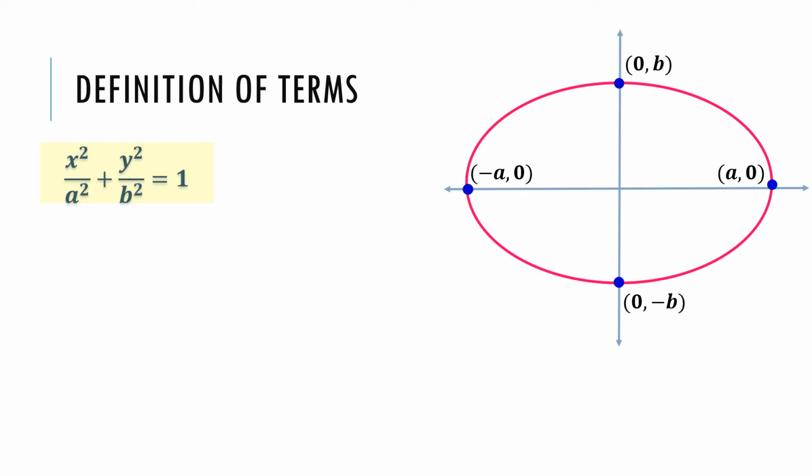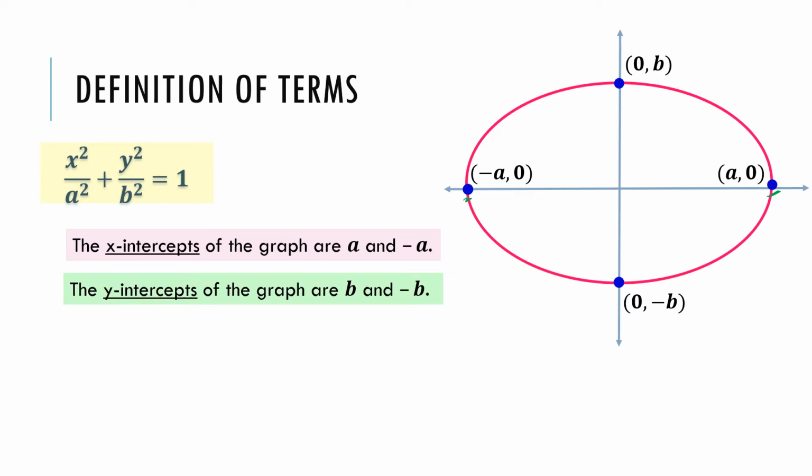Let us discuss the different terms related to ellipse. Again, we have the standard form x squared over a squared plus y squared over b squared is equal to 1. The x-intercepts of the graph are a and negative a. Again, x-intercepts, ito yung point sa x-axis kung saan nag-intersect yung graph natin. Another, the y-intercepts or yung points sa y-axis kung saan nag-intersect yung ating graph. So we have b and negative b.